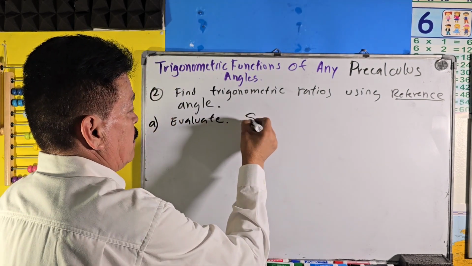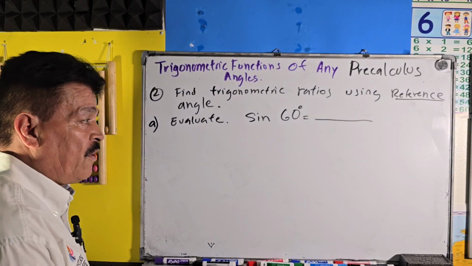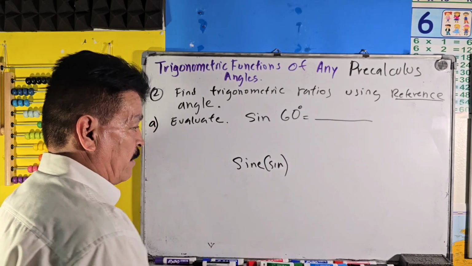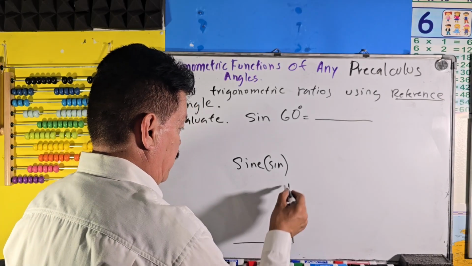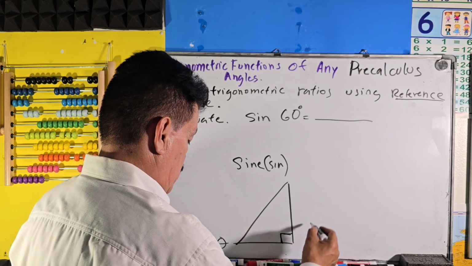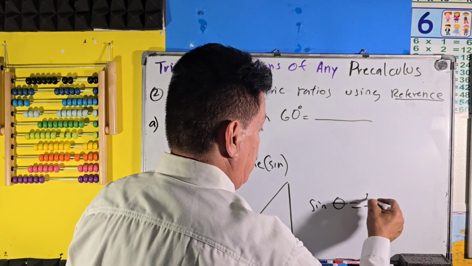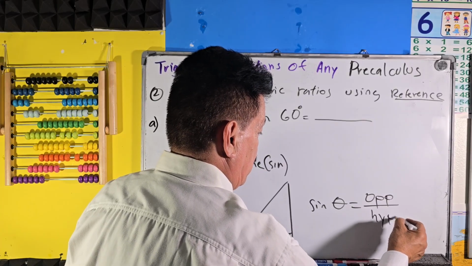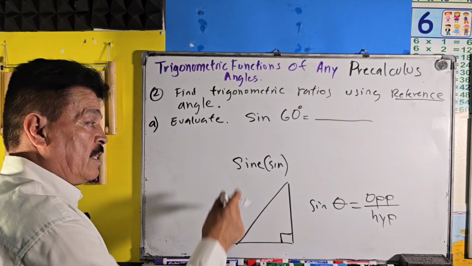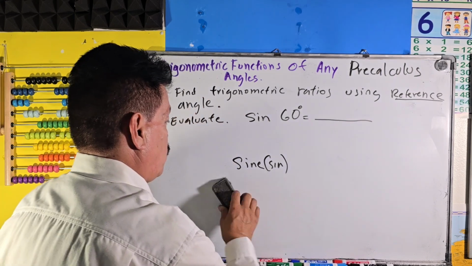Evaluate sine 60 degrees. First of all, we have to remember what sine means. When you have a right triangle, let's write this here. This is a square angle. So sine of this angle equals opposite over hypotenuse. I mean, this side opposite to this angle divided by this one. This is the main idea in this question.